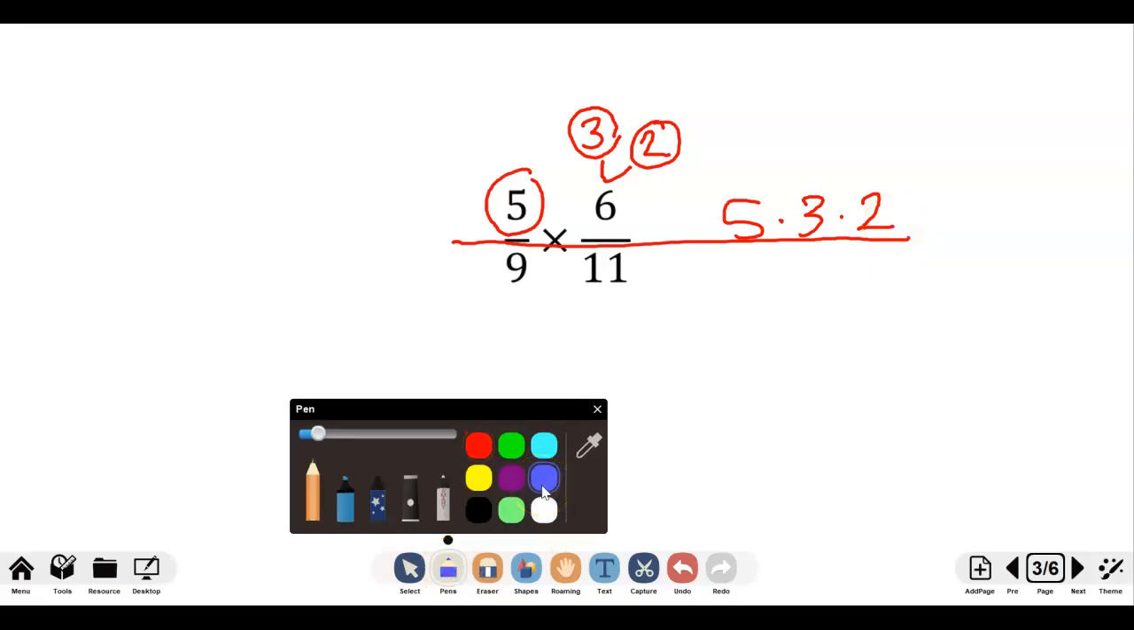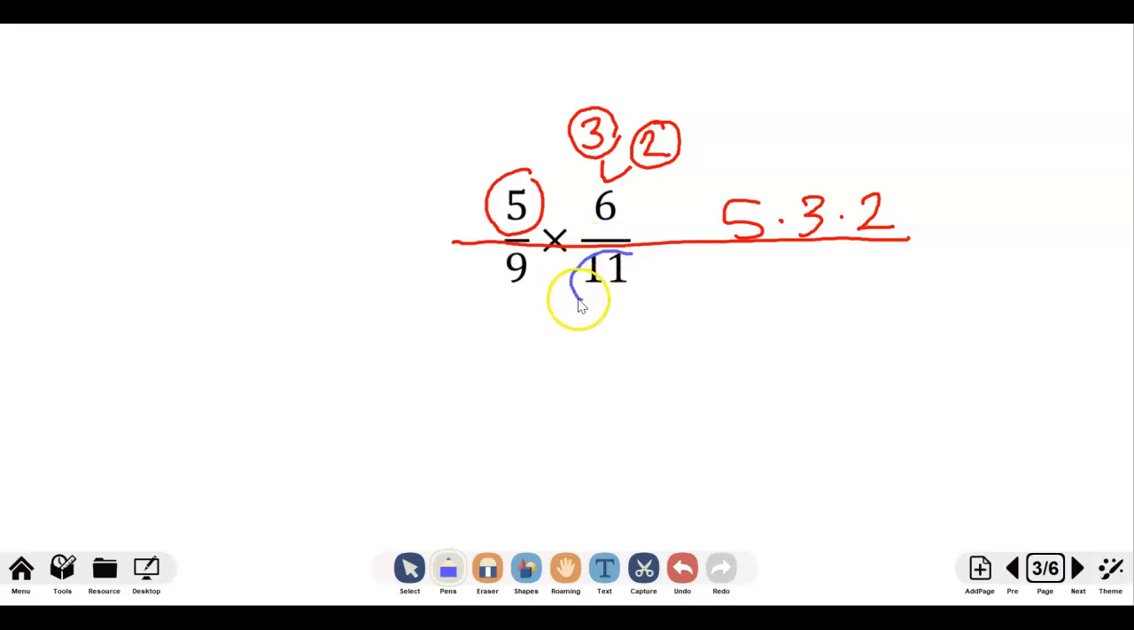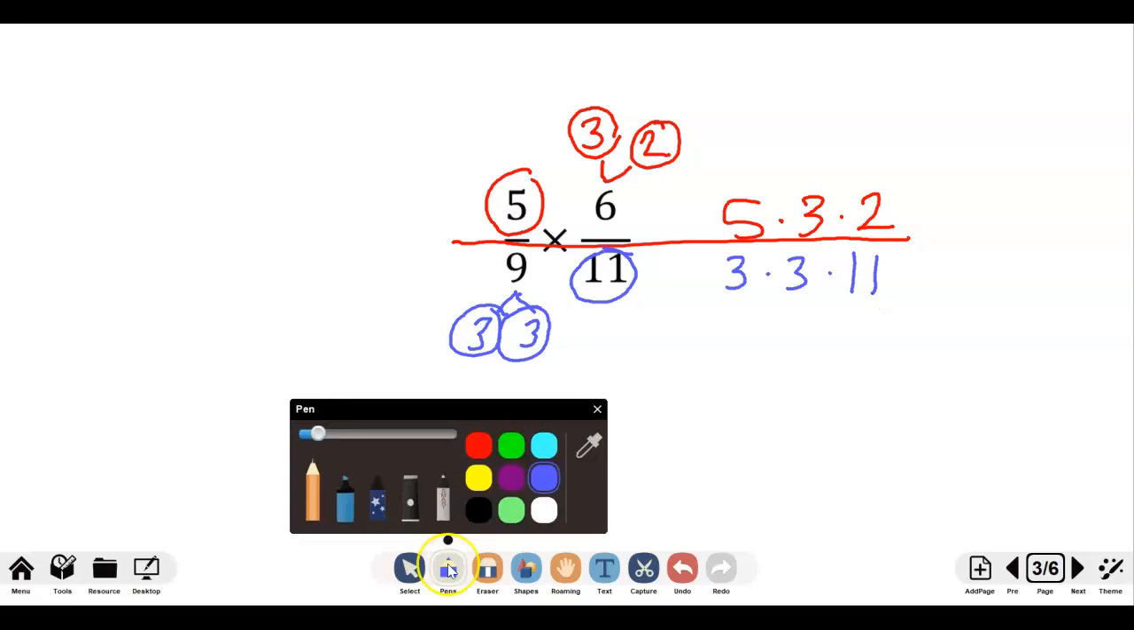And then when we look at the denominator, we're looking for primes. 9 is not a prime, but 11 is a prime. So we'll circle 11. And then we're going to look at 9. We're going to draw our branches. And we make 9 by multiplying 3 times 3. And 3 is prime, so we'll circle both of those. And so all our branches are done and we have our primes circled. So we're going to write 3 times 3 times 11 in the denominator.